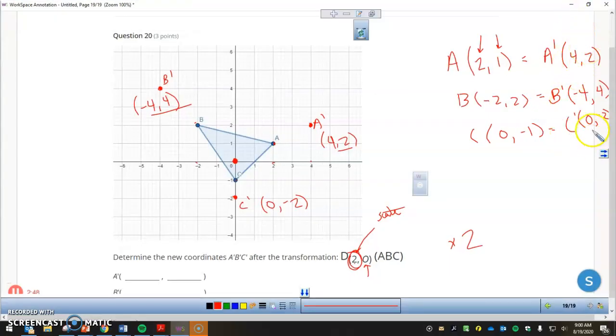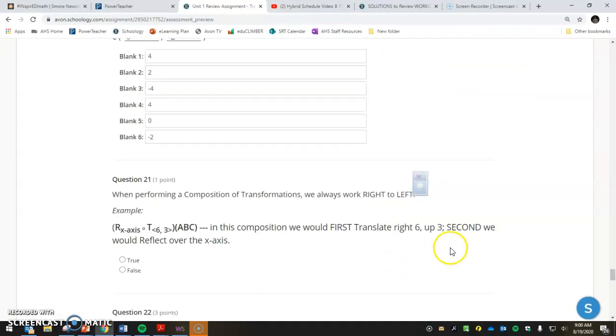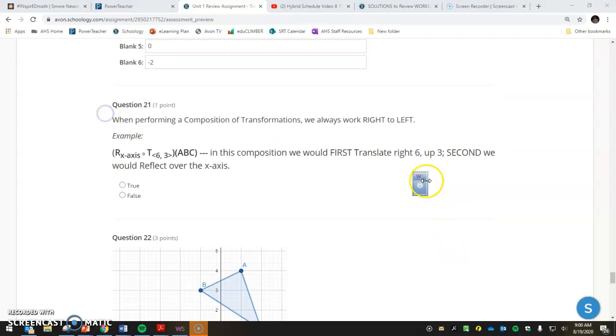So 4, 2, negative 4, 4, and 0, negative 2. Perfect. Alright, question 21. Dealing with compositions. So there was a lot of misunderstanding about how to do compositions.